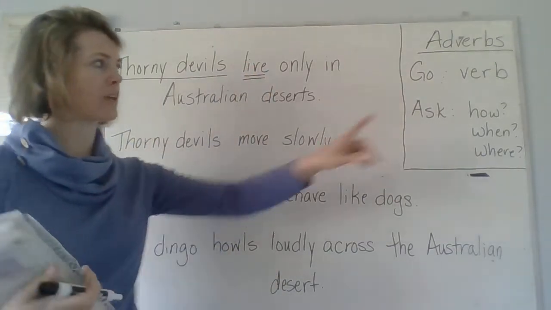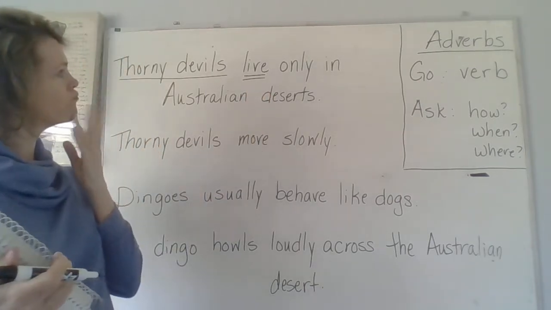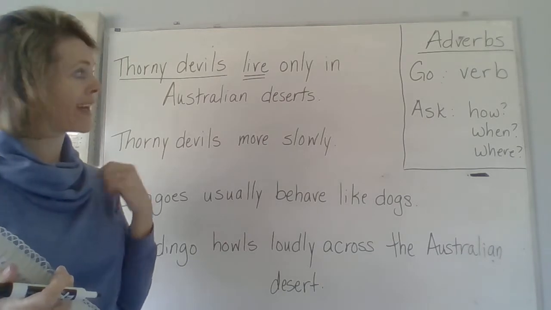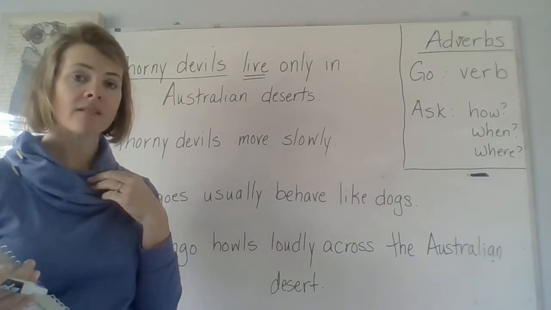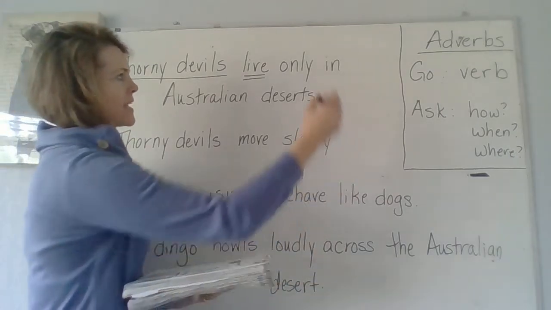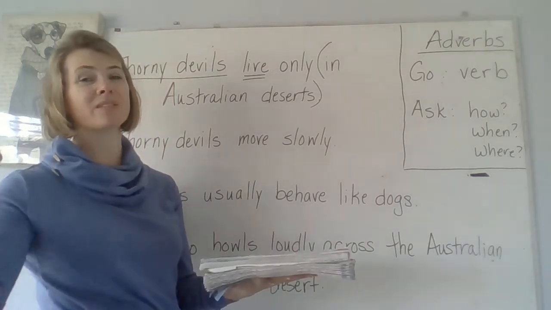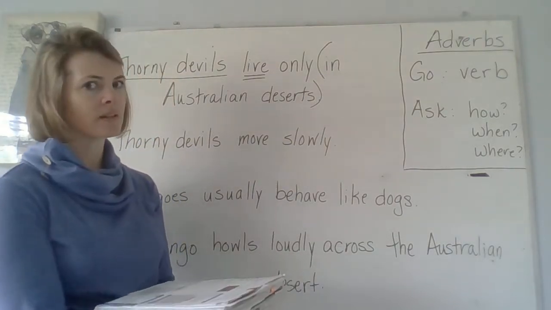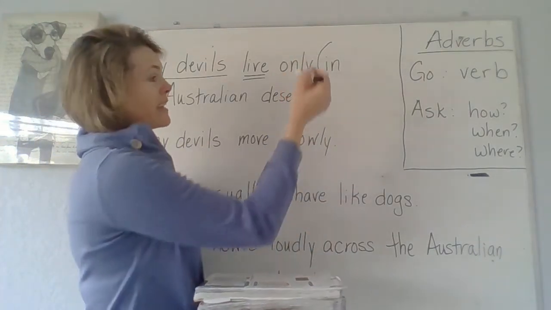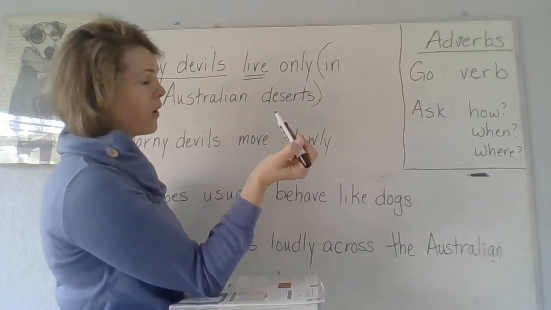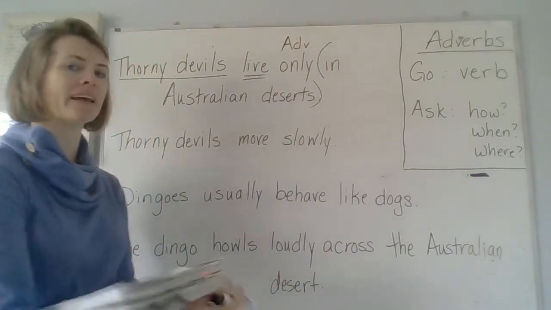So to find my adverb, I go to my verb and I ask, live how? Doesn't answer that. Live when? Doesn't answer that. Live where? Oh, you might be tempted to say, they live where? In Australian deserts. But that's not one word, that's a prepositional phrase. So let's try it again. Live where? Only. Or that could be answering live how? Only. Okay, let's try the next one.